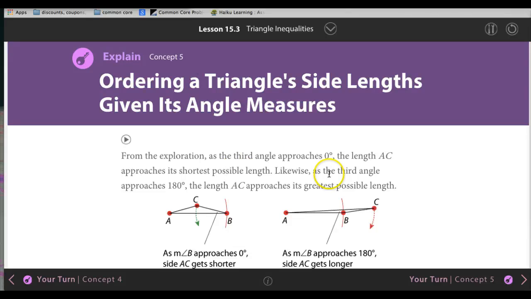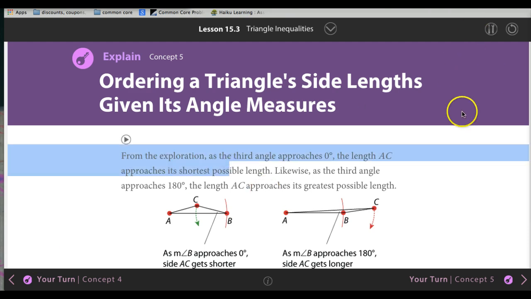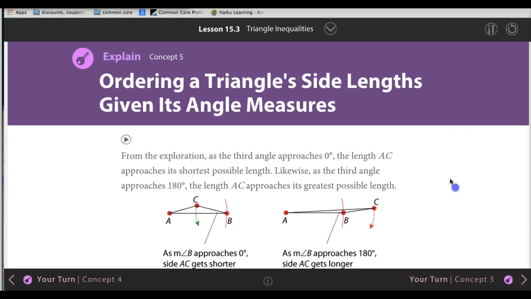Okay. Ordering triangle side lengths given angle measures. So now this one is the opposite of the other one. In concept 4, what did we talk about? We talked about having a triangle, okay? And we talked about how this side is really long, and so this angle is fat. And we talked about how this side is short, and so this angle is skinny, right? But over here, they're talking the opposite.